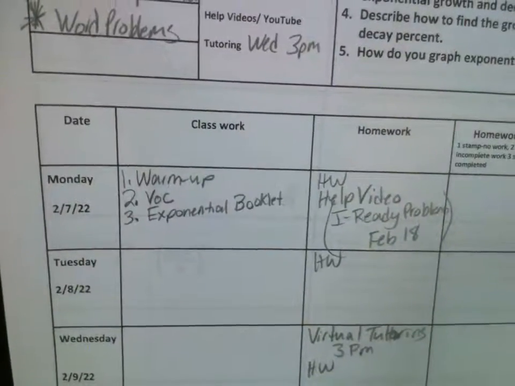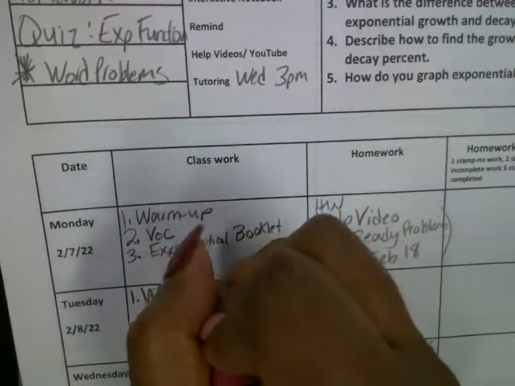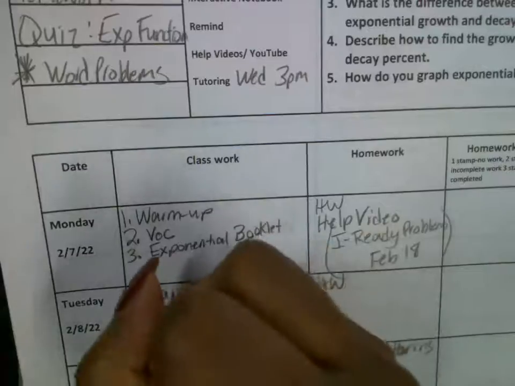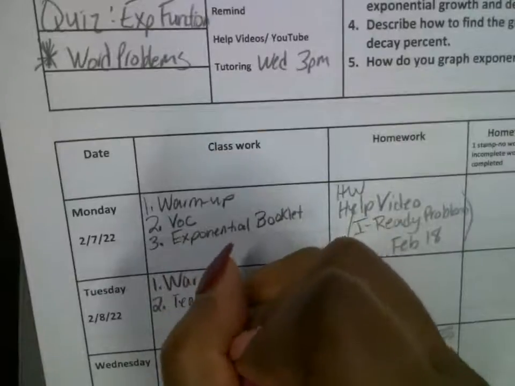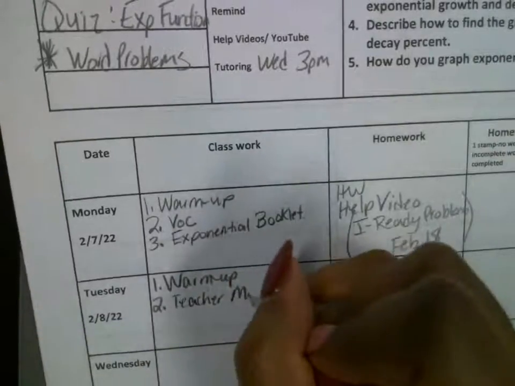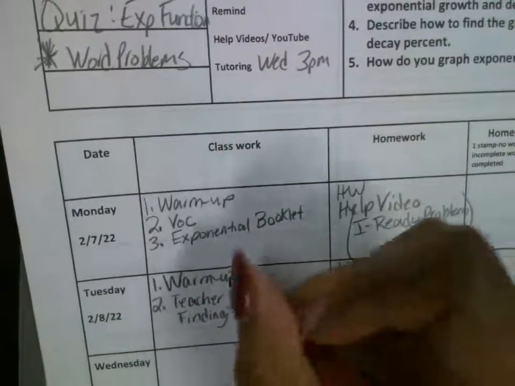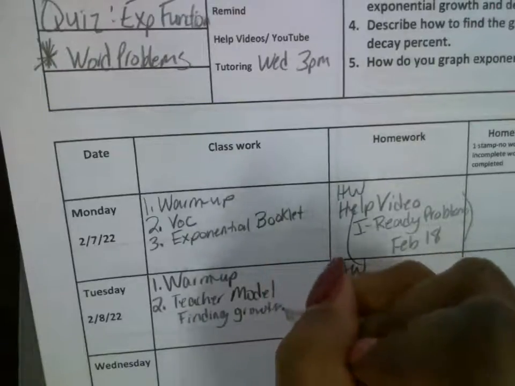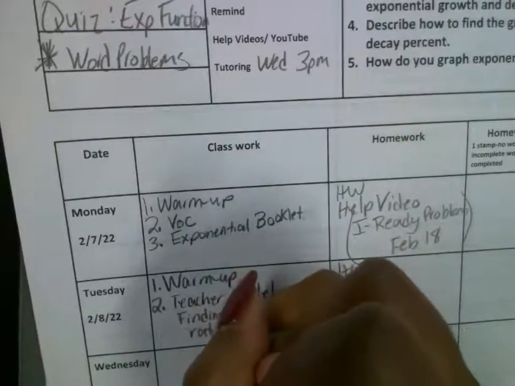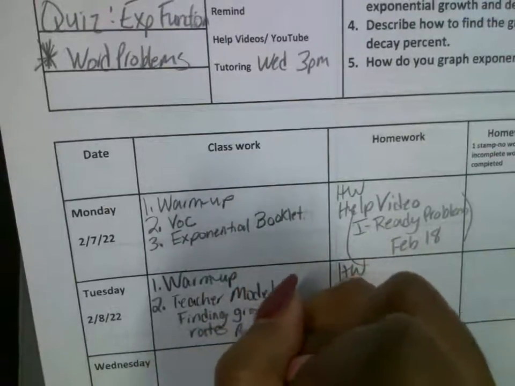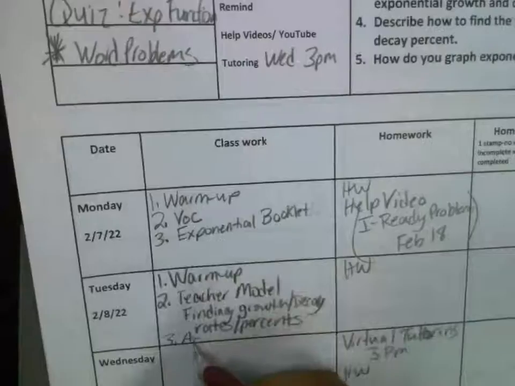Okay, so today is February the 8th. We're going to do the warm up, or you've already been working on the warm up. Then I'm going to go over how to find a model, and today we're finding growth and decay rates, or percents. And then there's an activity that goes with that.